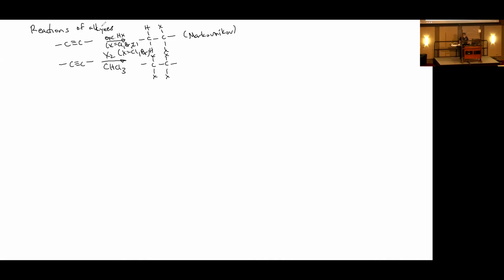And then the same thing will happen again. You'll get a carbocation, and then the halide ion will attack, and you'll get a dihalide like this, where Markovnikov's rule applies. It's going to go through the most stable possible carbocation.